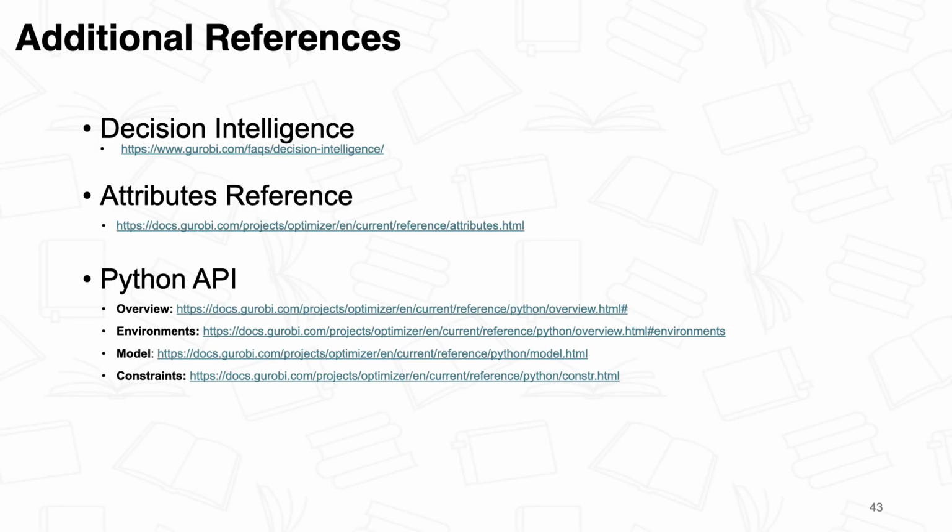As we wrap up Session 2, remember that this is just the beginning of what Gurobi can do. I have provided several links here to the official documentation. The attributes reference will be your best friend as you learn to extract more data from your models, and the Python API overview provides deep dives into more complex structures like multi-objective optimization and piecewise functions.